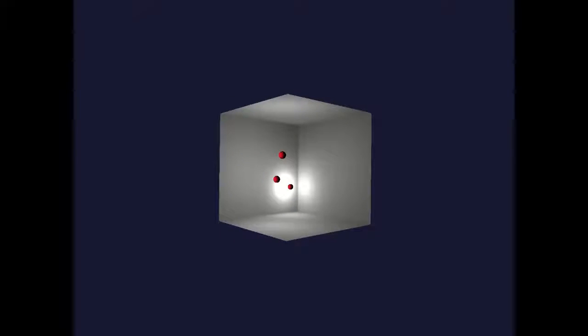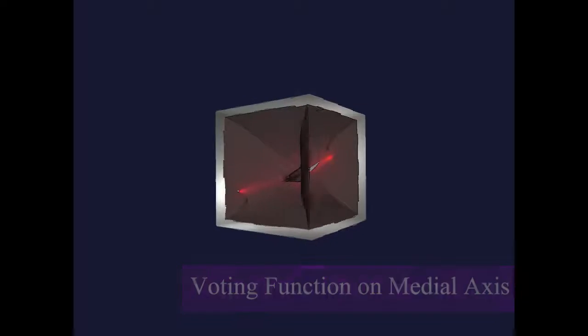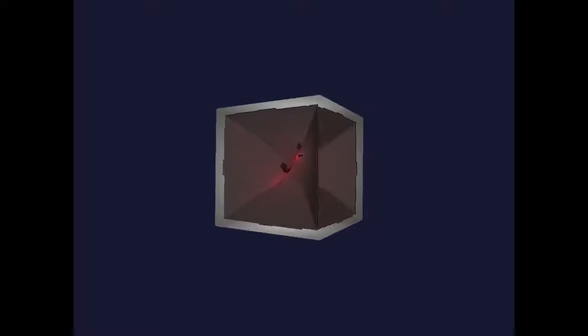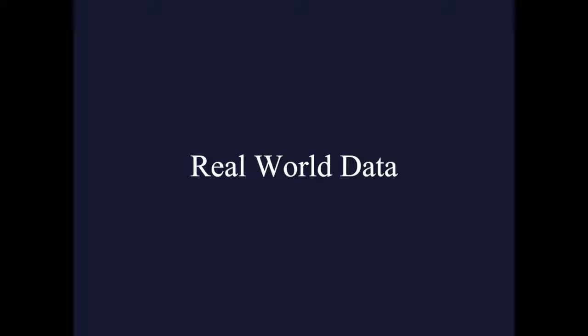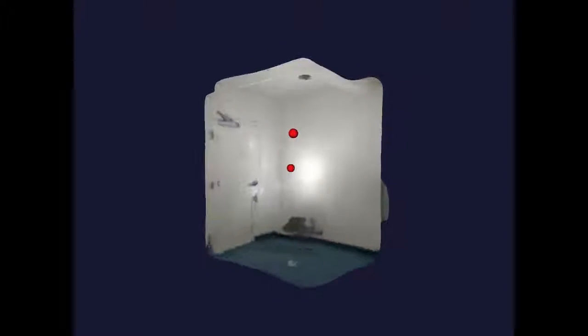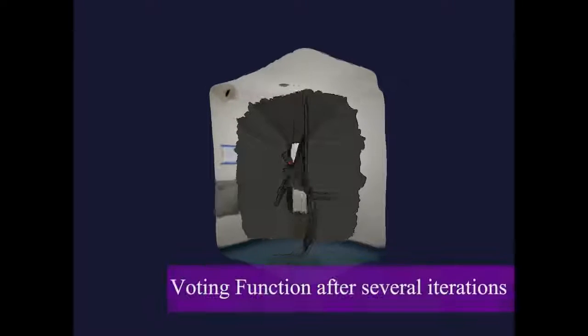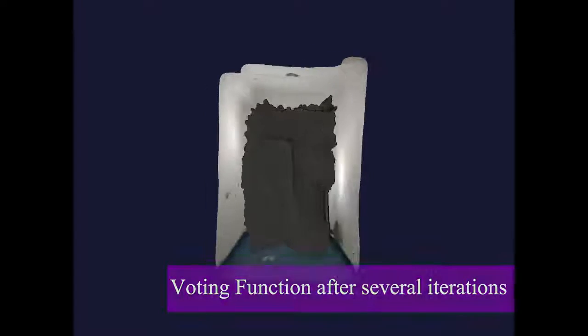Our method extends itself to 3D scenes, where the IDF is defined over a volume. We visualize the voting function on the medial surface, where the maxima similarly correspond with light positions. We also show that our method works on real-world scenes, which include noise and interreflection. Here, our initial voting function gives us the location of one light, and after a few iterations, the other light is discovered as well.